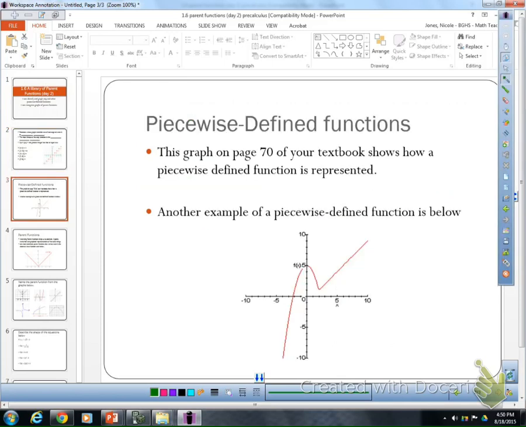And here's a look at your all's favorite type of function, piecewise defined functions. If you look on page 70 of your textbook, it will show you another representation of a piecewise defined function, along with this example down here below. You can see we have several pieces that make up this graph. We have this section right here, and then another section, and a third section to make up this graph. So this graph actually has 3 pieces to it.